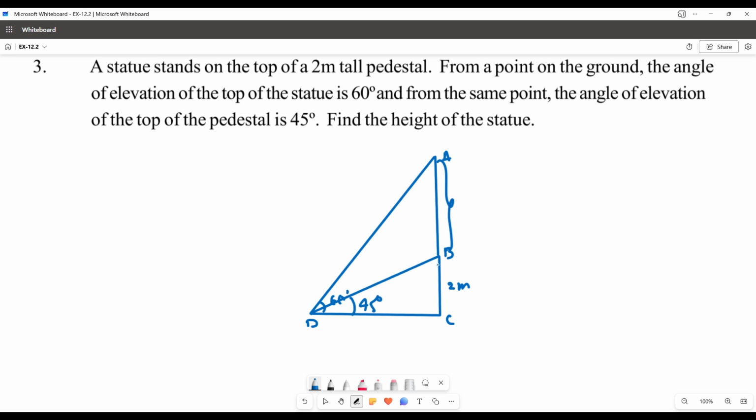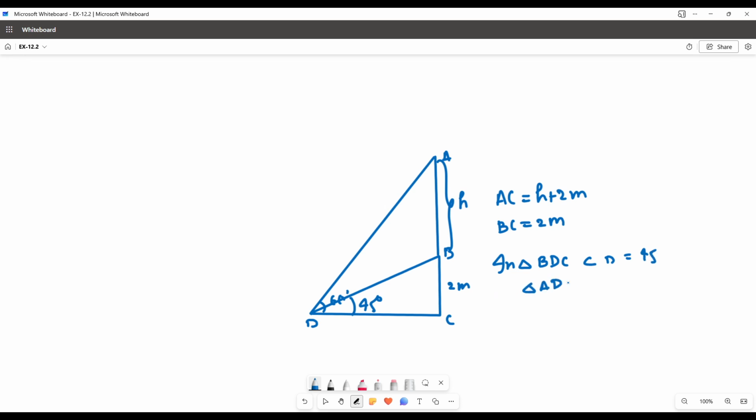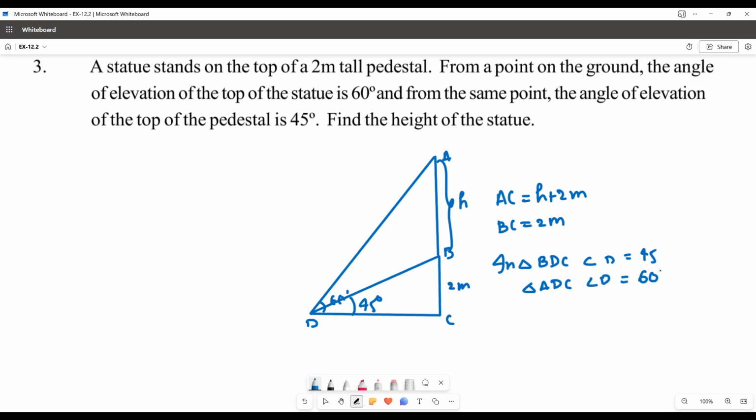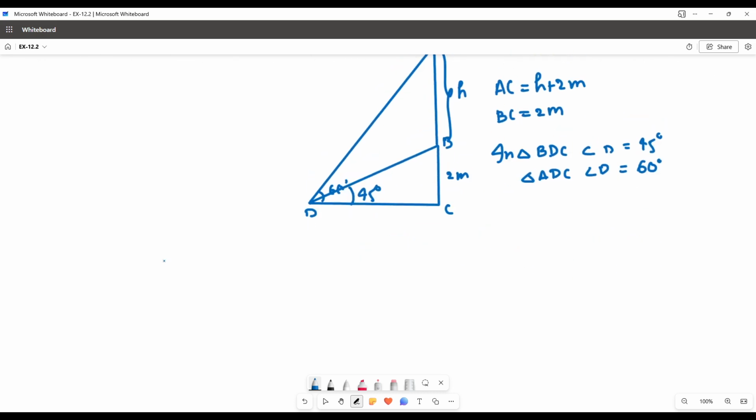So here we can do this in two ways. Firstly, we can assign the height as h, then the length of AC would be h plus 2 meters. Next, we know the length of BC, that is 2 meters. Next, in triangle BDC, angle D is equal to 45 degrees, and in triangle ADC, angle D is equal to 60 degrees. Okay, so we have to consider two triangles here, that is this smaller triangle, DBC, and the big triangle, DAC. So first let's consider the smaller triangle.